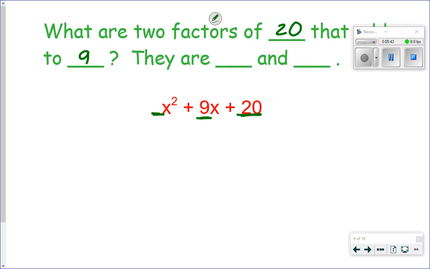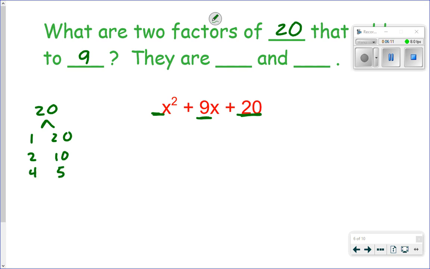Okay, so right now the question reads, what are the factors of 20 that add to 9? So factors means two numbers that multiply to each other. Step 4 says write out the factors of the number in blank 1. So that means I've got 20, and now I need to think about the numbers that multiply to 20. Well, 1 and 20, 2 and 10, and 4 and 5.